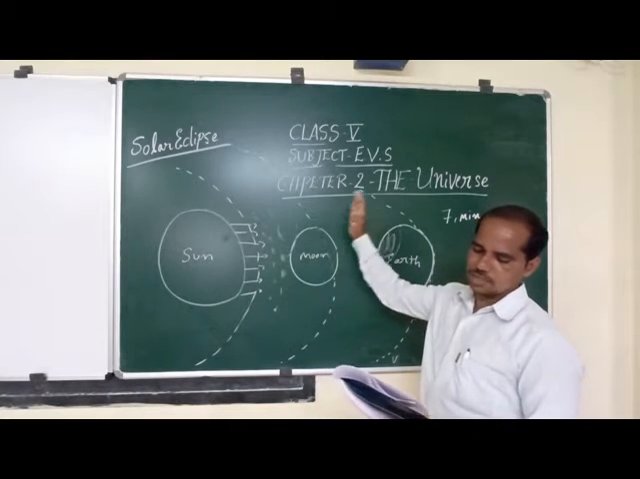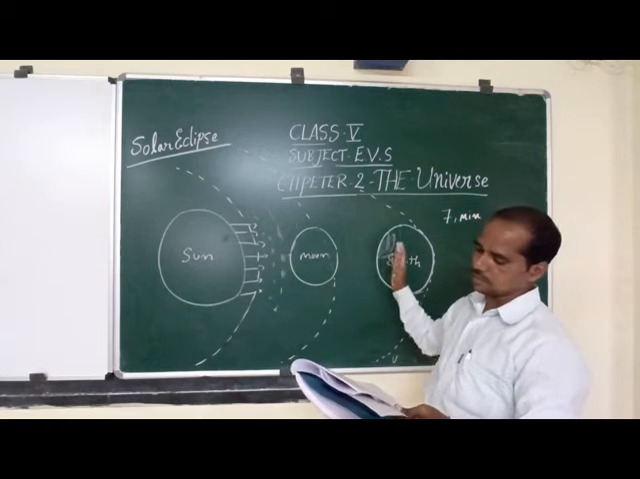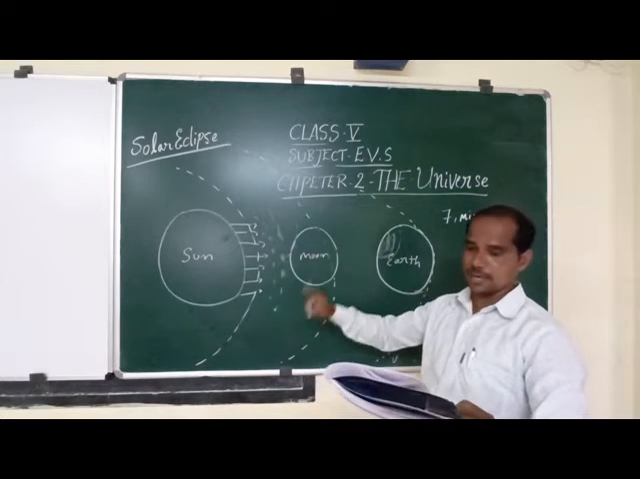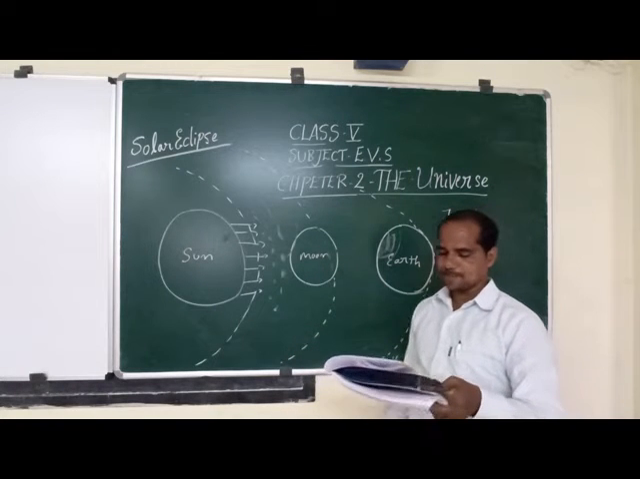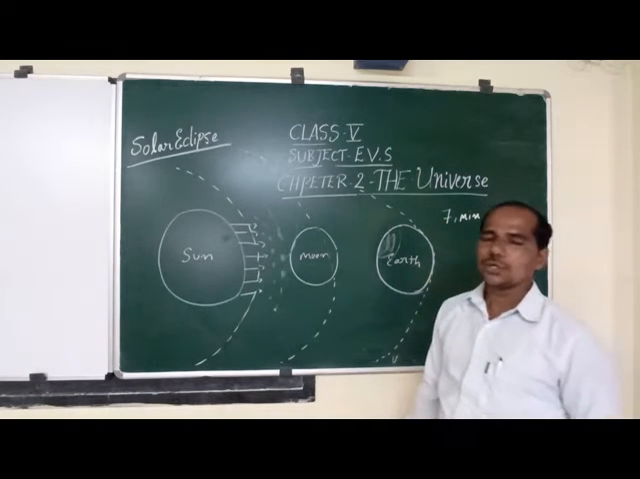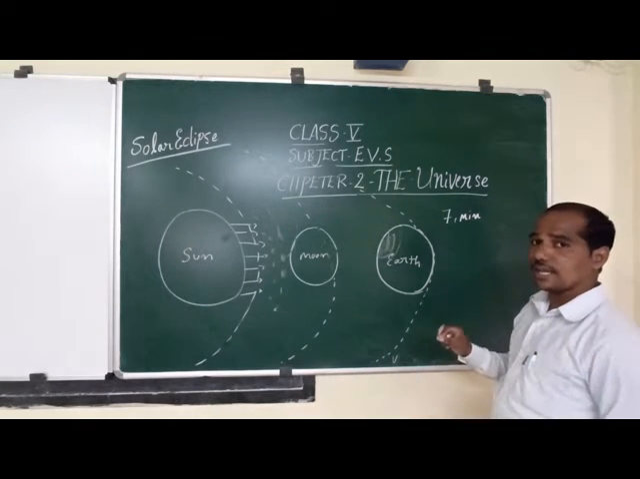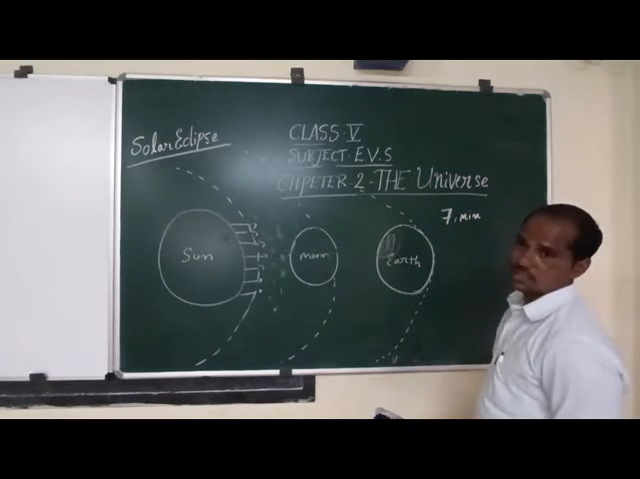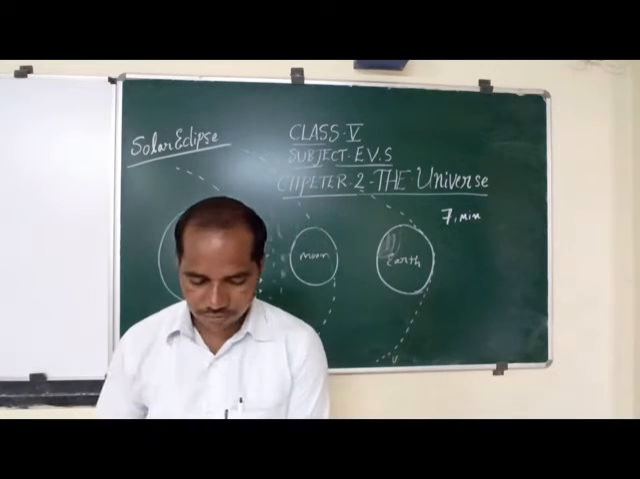If the entire disk of the sun is blocked by the moon, then it is a total eclipse. The total eclipse, how many minutes does it stay? Not more than 7 minutes. Understood? Okay, children.